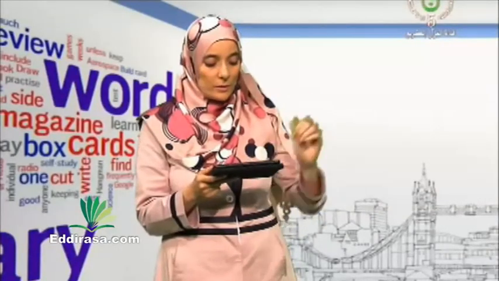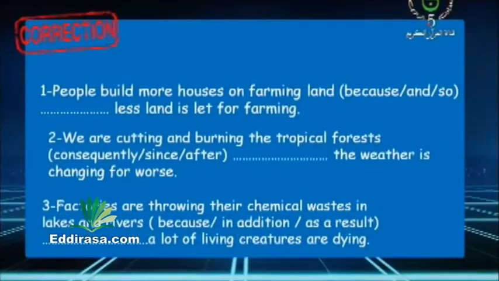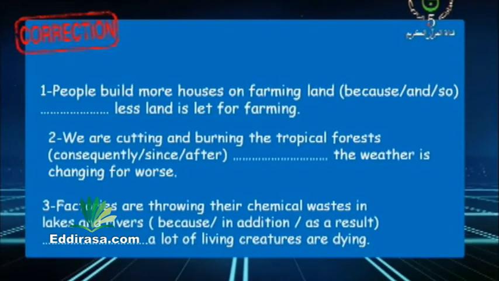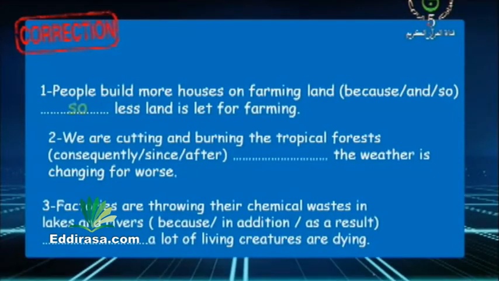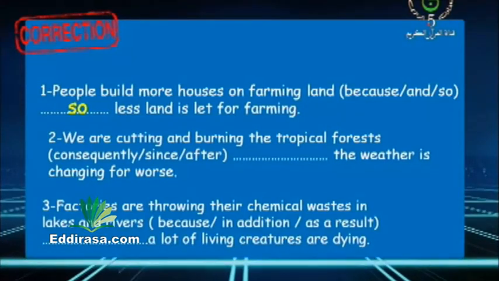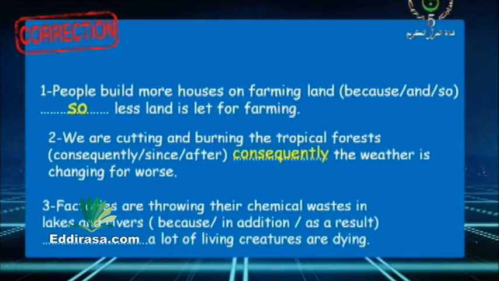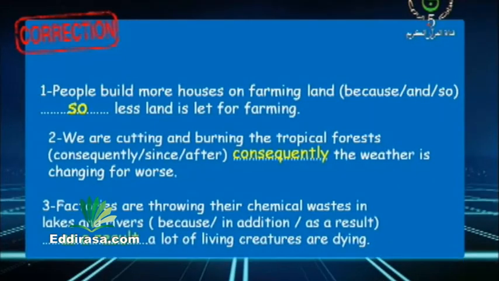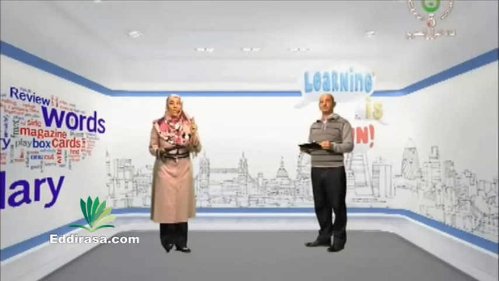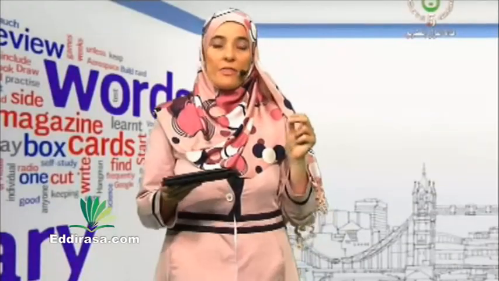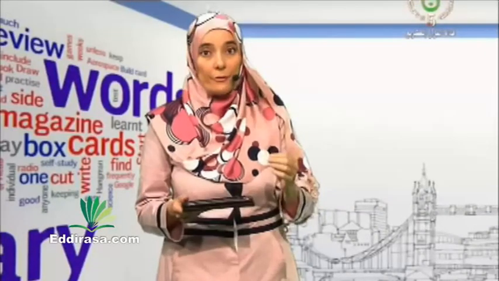So for the first one, the connector will be? Well, it's obvious here. I think it is so. Exactly. For 2, it is going to be consequently. Yes. And for 3, it is, of course, going to be as a result. That's it. So, consequently, as a result, are connectors that we use to express the consequence or the result. Make sure to use these connectors in your writing, in a poem, or even when you just write in your diary, for instance.